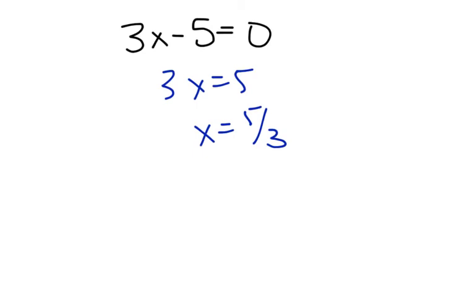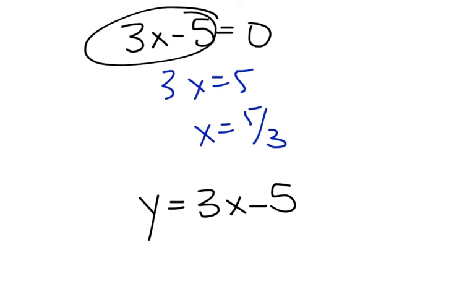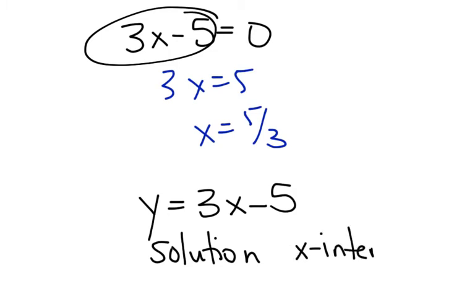And as long as your equation is equal to 0, one of the things you can do to solve is to set y equal to your expression that's equal to 0 and graph it. The solution will be the x-intercept. It'll be where the graph hits the x-axis. Now my graphs are starting to look a little fuzzier, I'm sorry.